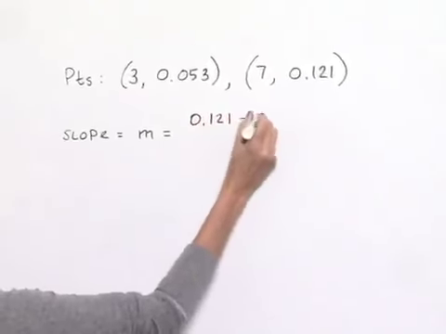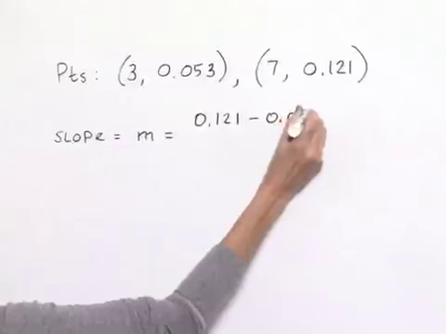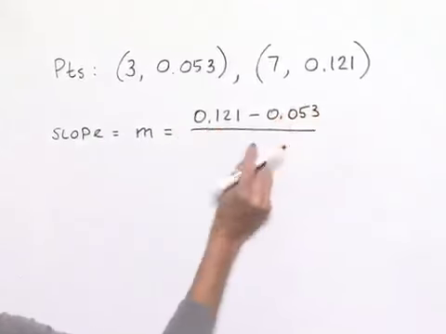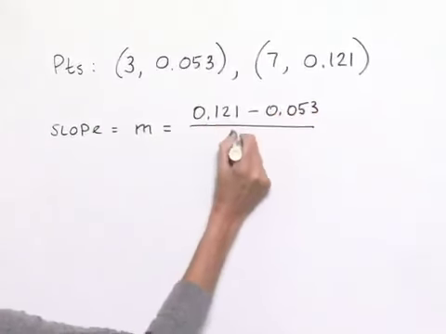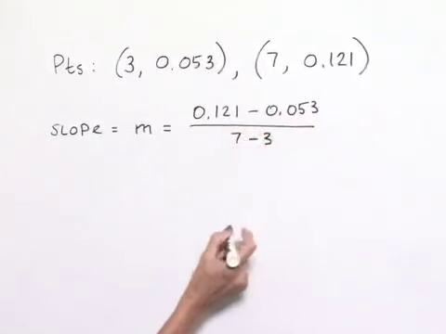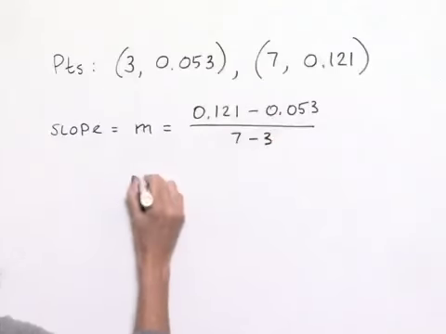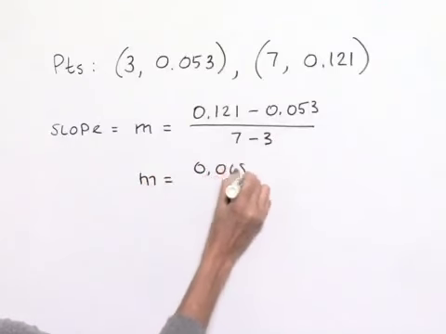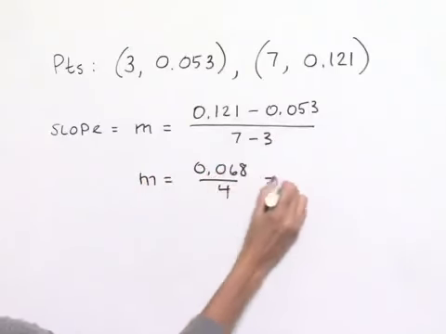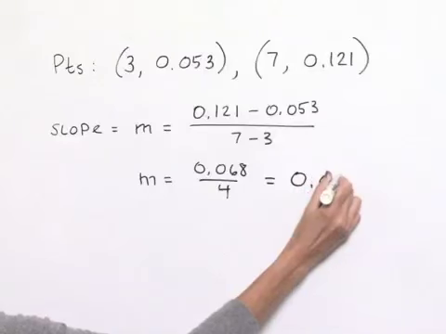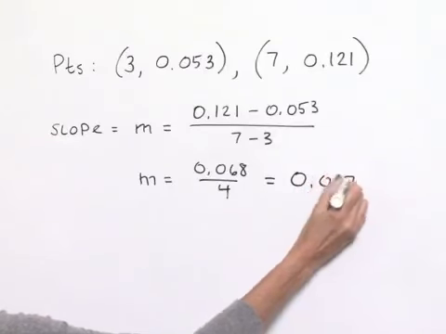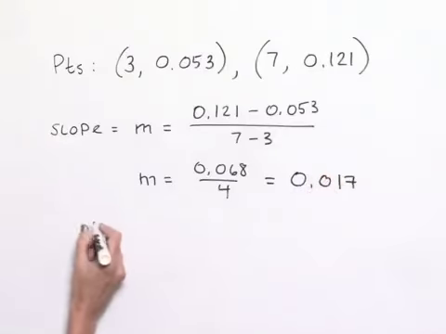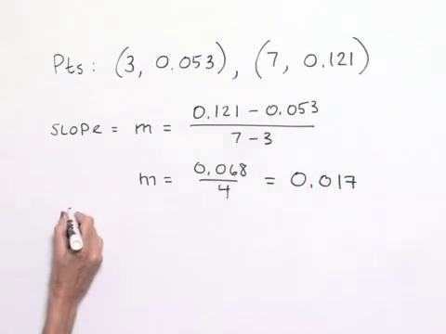0.121 minus 0.053 divided by, in the denominator, 7 minus 3. This gives us a value for m of 0.068 divided by 4, which is equivalent to 0.017. Now we want to come up with the point-slope form of the equation of the line.